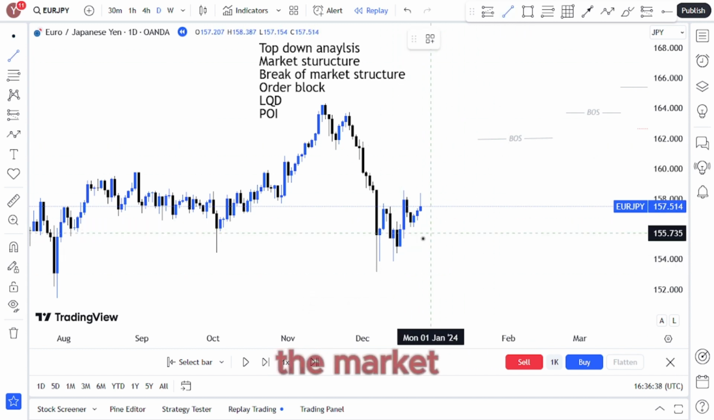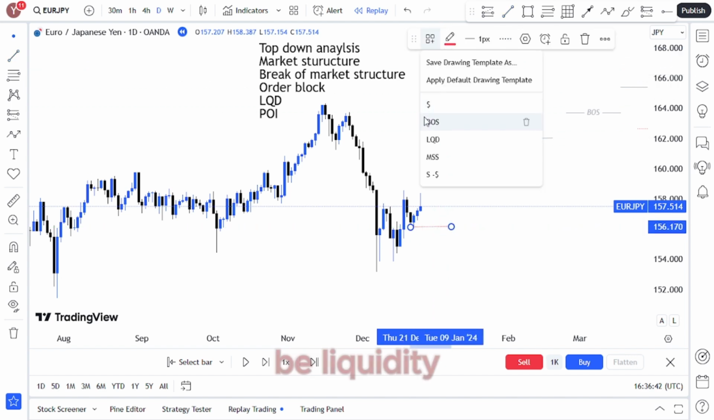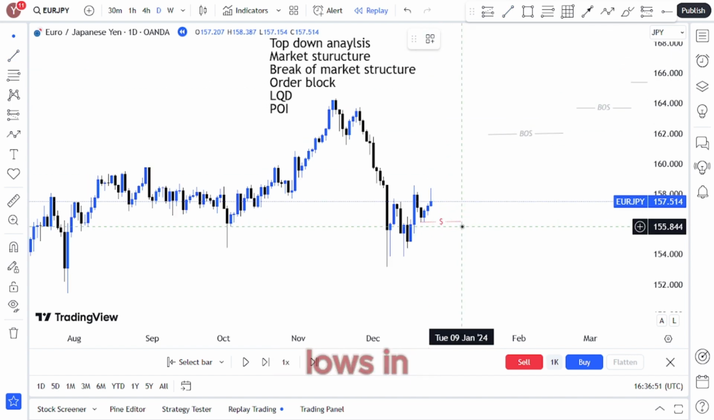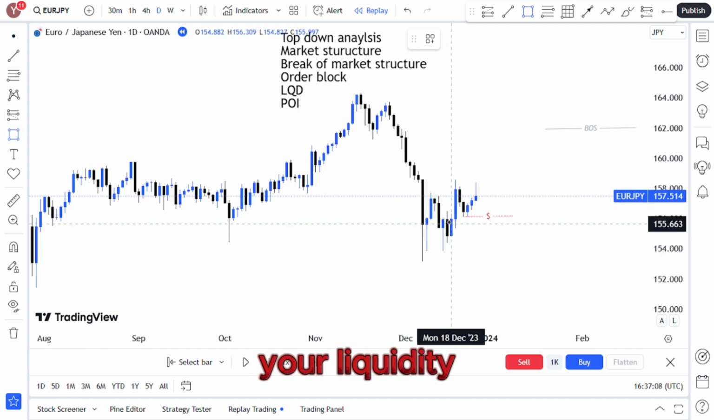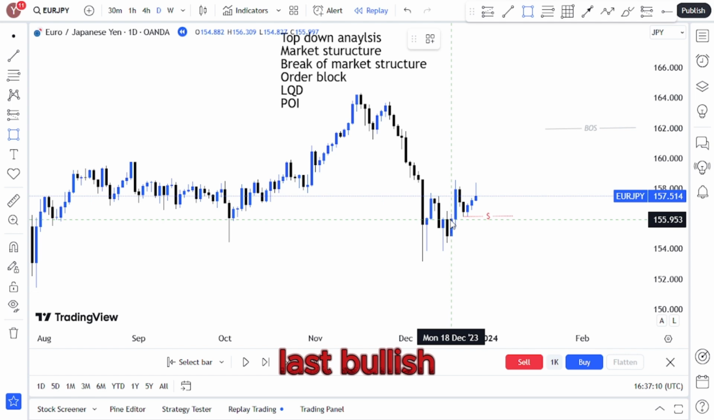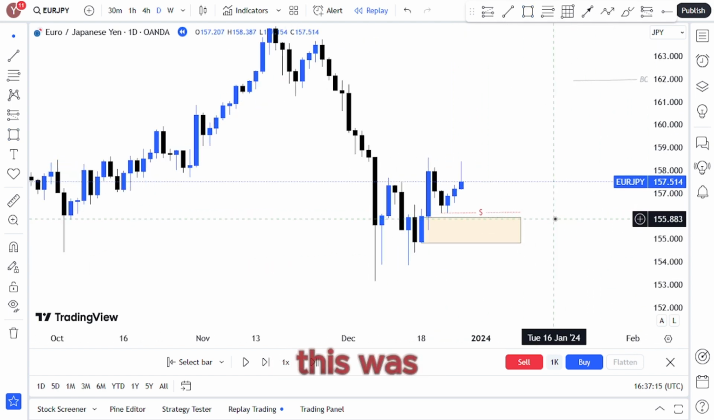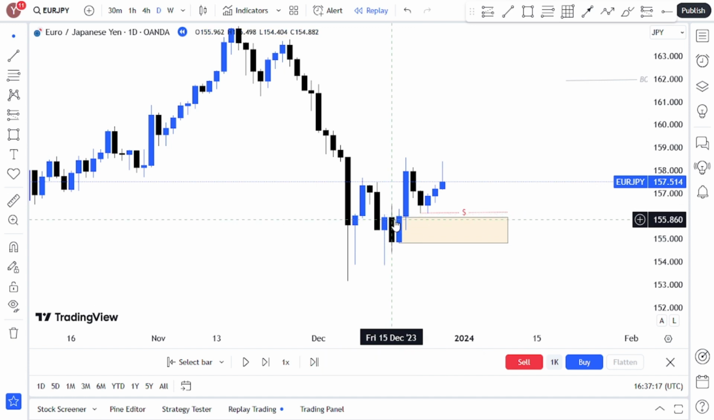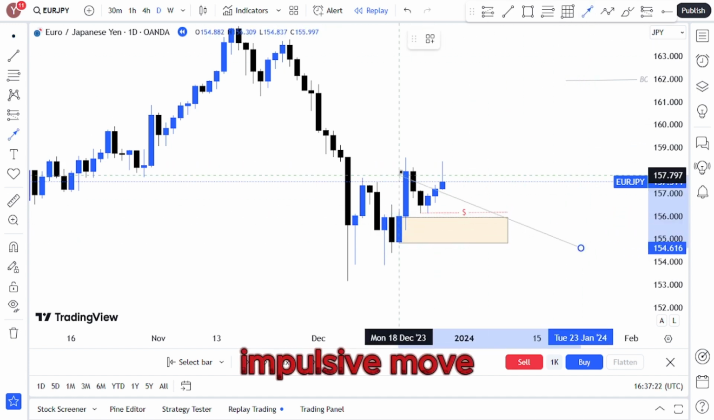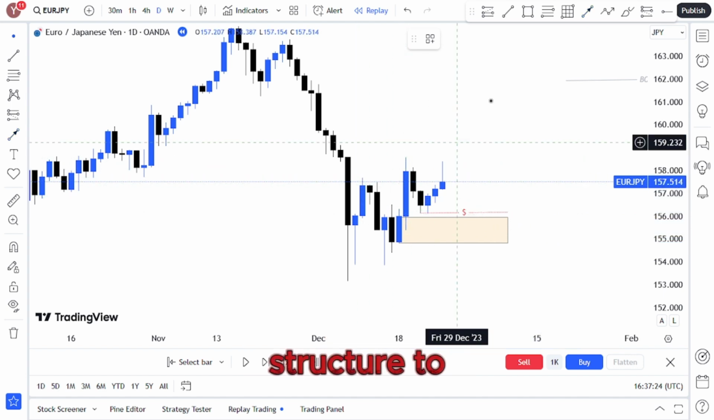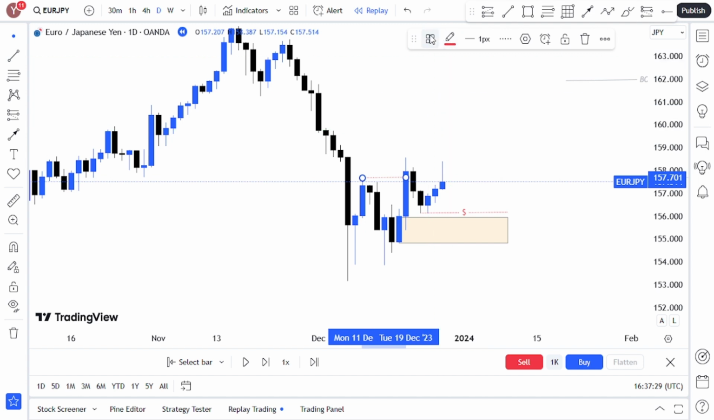So now we want to buy the market, and this was the last low that the price created. So this happens to be liquidity. Liquidity sits at each high and low in the market. Okay, your order block has to be below your liquidity. So this is the last bullish candle, the last candle that printed before an impulsive move to the upside that breaks structure to the left-hand side. This blue candle was the last candle that printed before that move. So this was the break of structure that we had. You get?